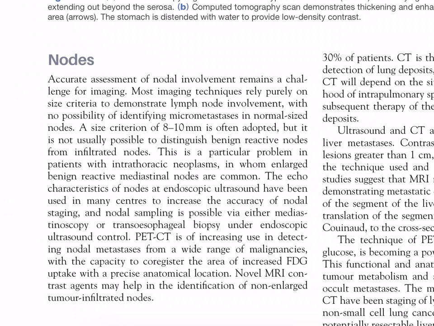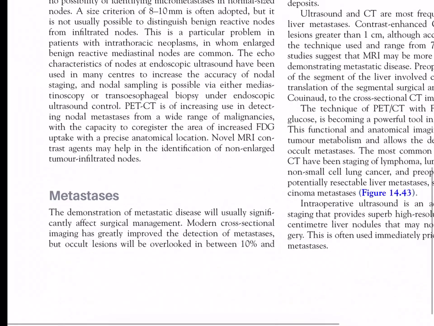The echo characteristics of nodes at endoscopic ultrasound have been used in many centers to increase the accuracy of nodal staging, and nodal sampling is possible via either mediastinoscopy or transesophageal biopsy under endoscopic ultrasound control. PET-CT is of increasing use in detecting nodal metastasis from a wide range of malignancies, with the capacity to co-register the area of increased FDG uptake with a precise anatomical location. Novel MRI contrast agents may help in the identification of non-enlarged tumor infiltrated nodes.